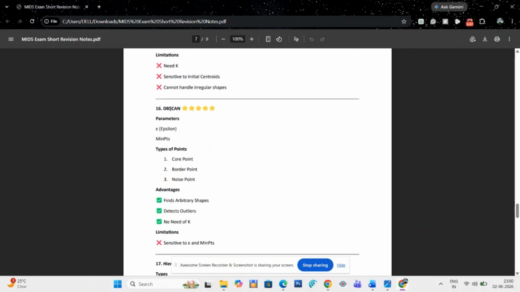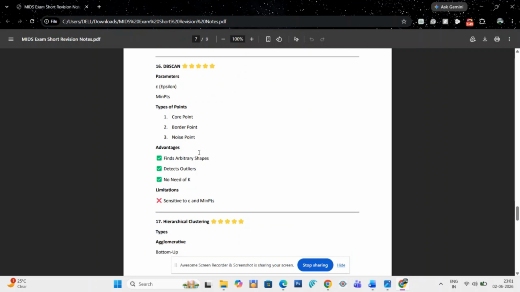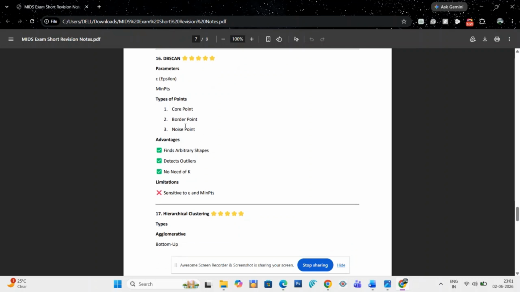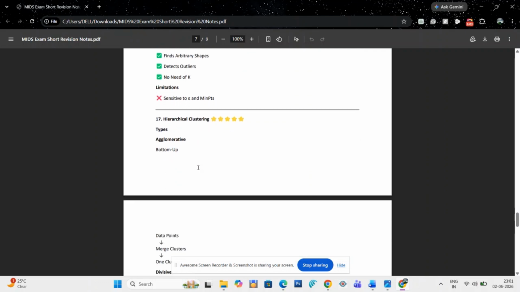DBSCAN, density based spatial clustering of applications with noise. It is a clustering type in which the parameters are epsilon and minimum points. Types of point are core point, border point, and noise point. Also it is used for C shape type. Advantages are it finds arbitrary shapes like C shapes and others, detects outliers, and there is no need for k. Limitations are sensitivity to epsilon and minimum points.